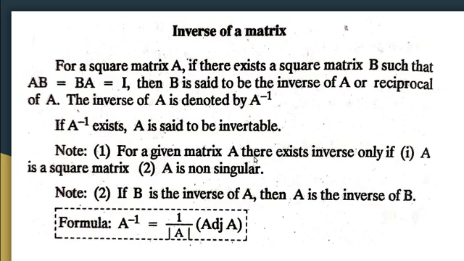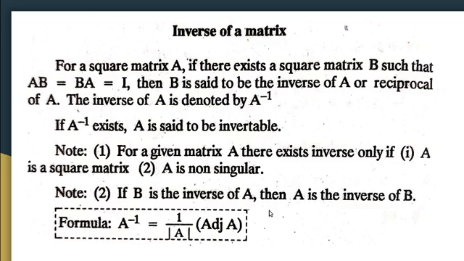Then for a given matrix A, the inverse exists only if A is a square matrix, and second, A is non-singular. So, for the inverse matrix to exist for a given matrix A, there are two conditions. One is A should be a square matrix. Second condition, A should be non-singular. Non-singular means the determinant value of the given matrix A should be not equal to 0. These are the two conditions for the inverse of a given matrix to exist.